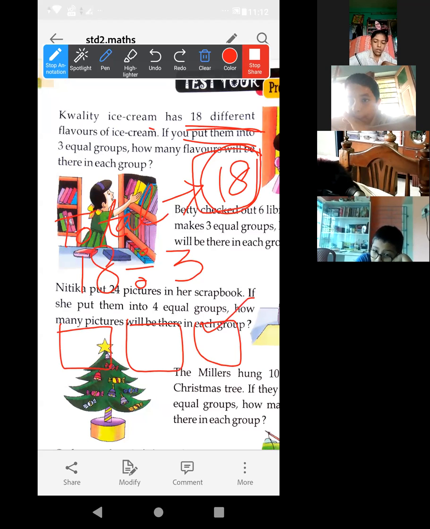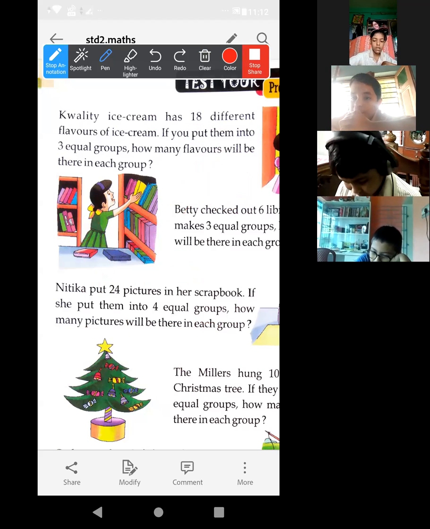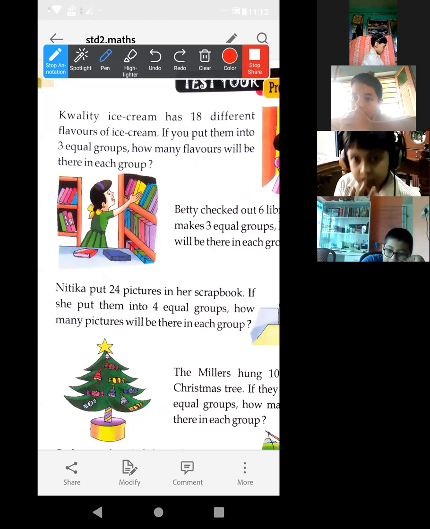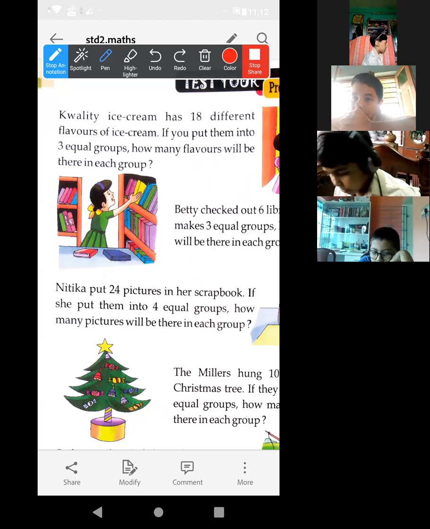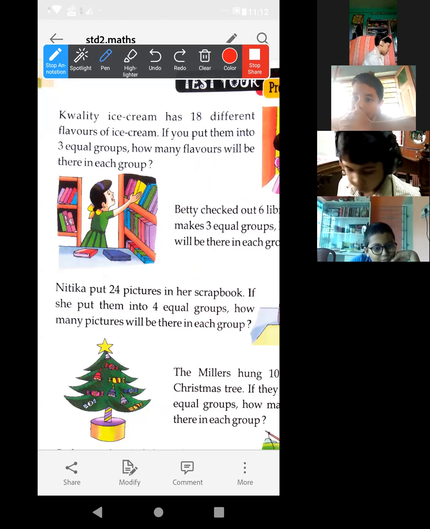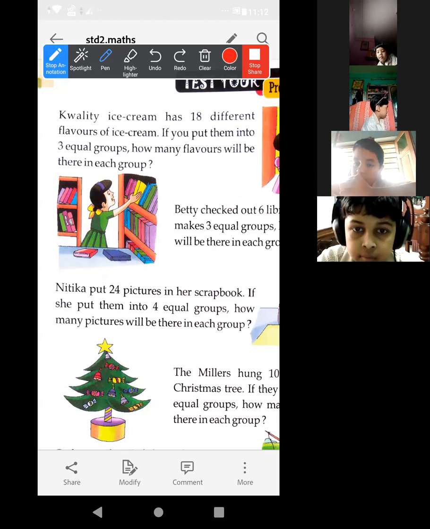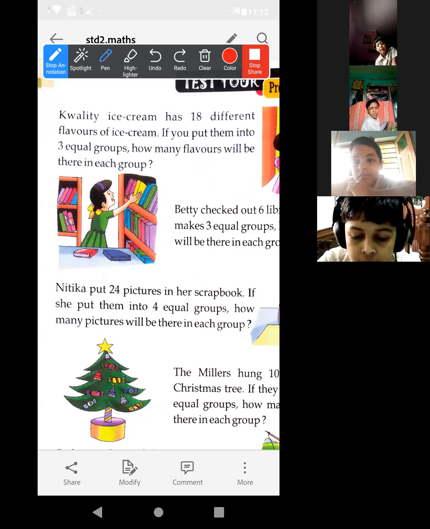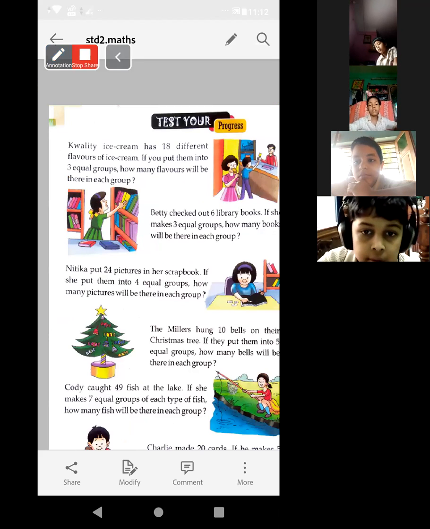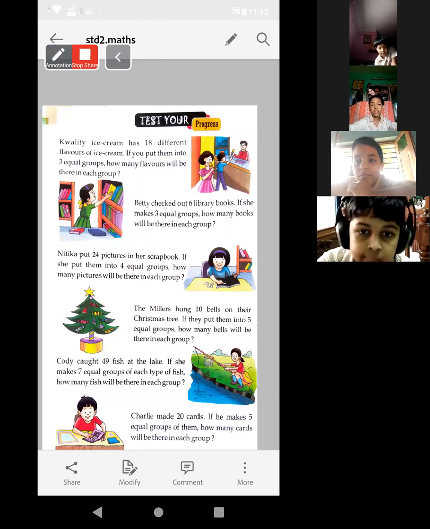Understood? Now just solve it. 18 divided by 3. You can follow the method of repeated subtraction using a number line, whatever, but you have to find out the answer, okay? Let me show you the solution. Before that, let me also explain number 2 and 3. You will complete 1, 2 and 3 together, okay?